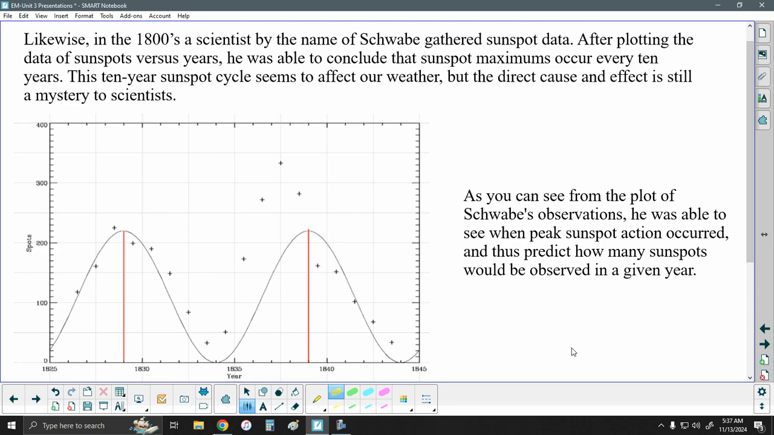But as you can see by plotting the data, there is a cyclical nature to the number of sunspots over the years. It starts to increase, and then it drops, and then it increases again, and then it drops. By collecting this data over the course of about 20 years, he was able to note that, again, peaks of sunspots happen at varying intervals.